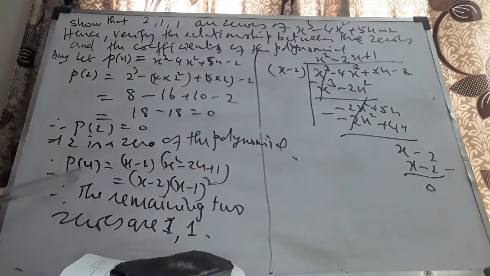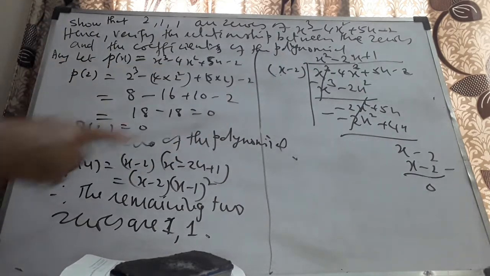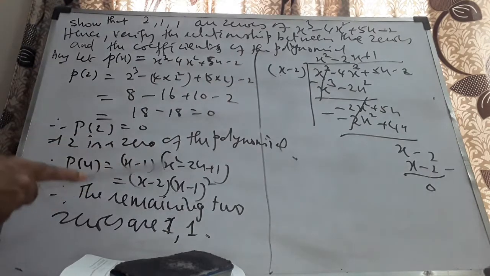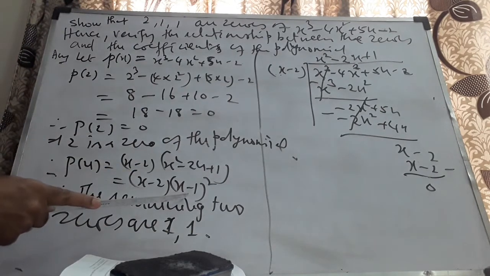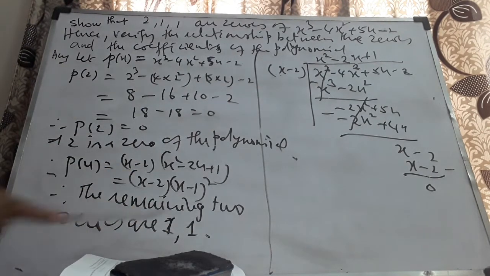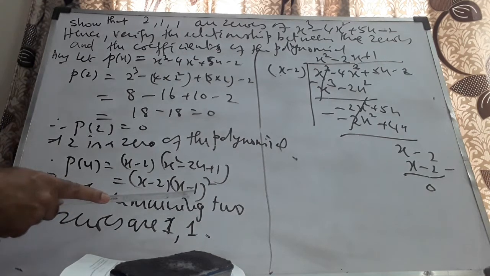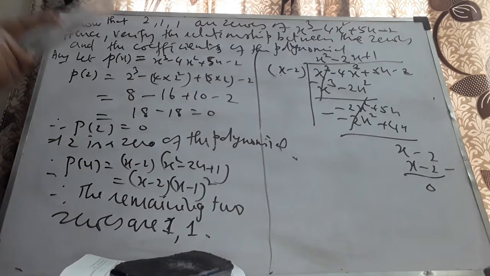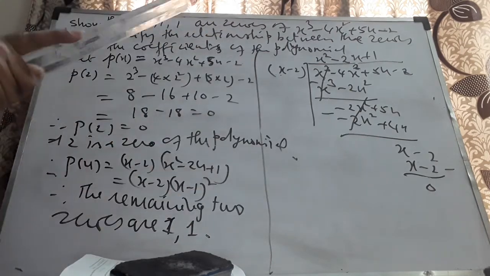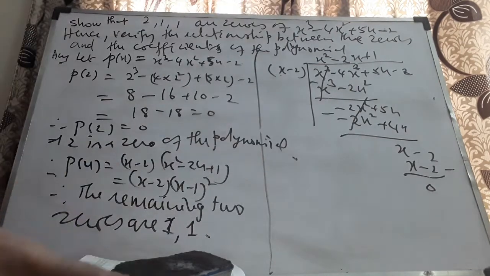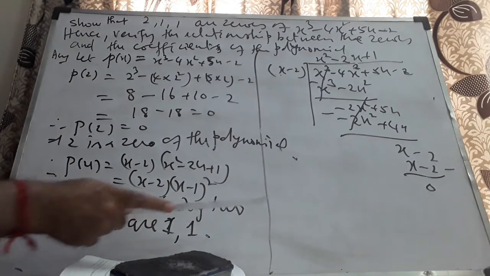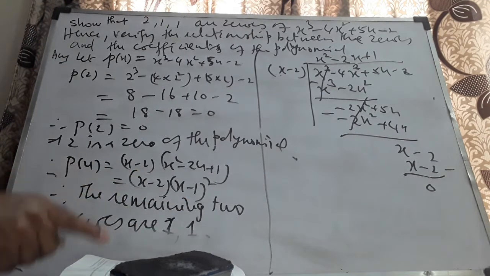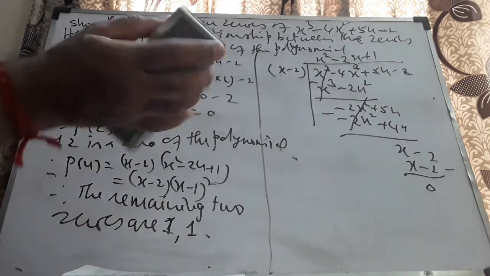Now therefore, p of x can be written as x minus 2 into x square minus 2x plus 1. But this is a perfect square, using a minus b whole square, I can write. Now the remaining two zeros will be automatically 1 and 1, because equating x minus 1 whole square to 0, I will get x minus 1 into x minus 1 equal to 0, which implies x equal to 1 and 1. Therefore, I will have two more zeros which are equal.